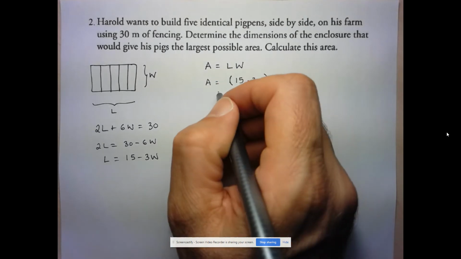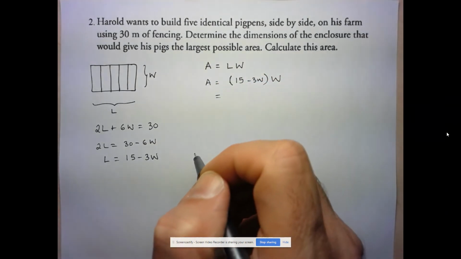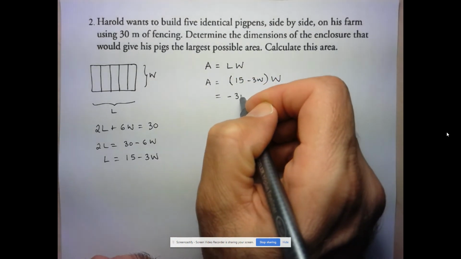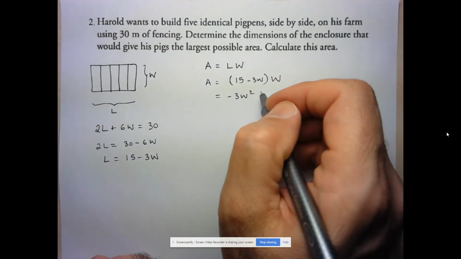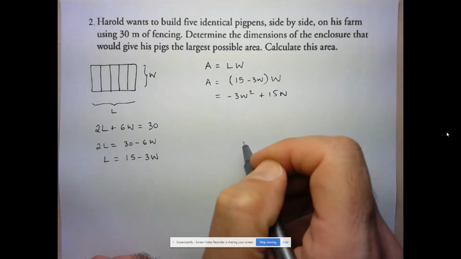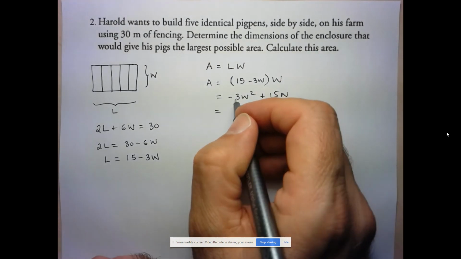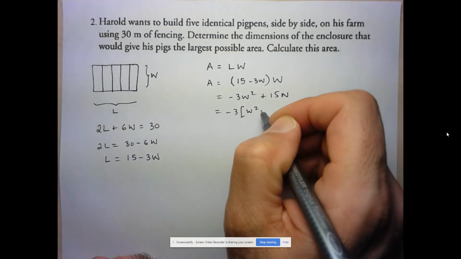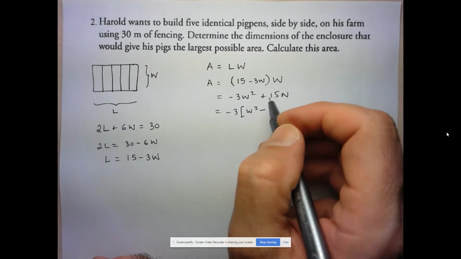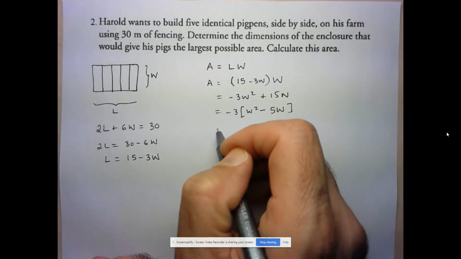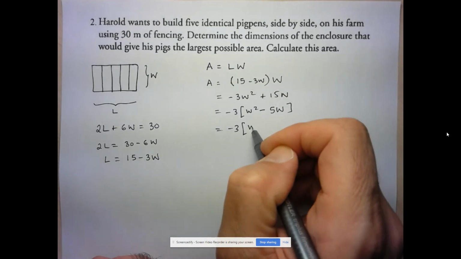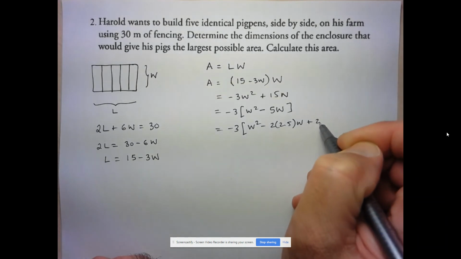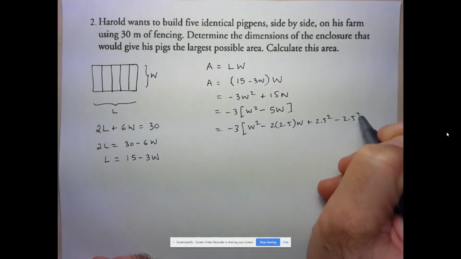Okay, but if I want to complete the square, I have to first put it in standard form. So W times negative 3W, so negative 3W squared, and then 15W, so plus 15W. Okay, and now I'm just going to follow my procedure, factor out the negative 3. So I'm left with W squared minus, because 15 divided by negative 3 is going to be minus 5W. And now I go through the procedure of completing the square. So W squared minus 2 times 2.5W. And I'm going to add 2.5 squared, subtract 2.5 squared.